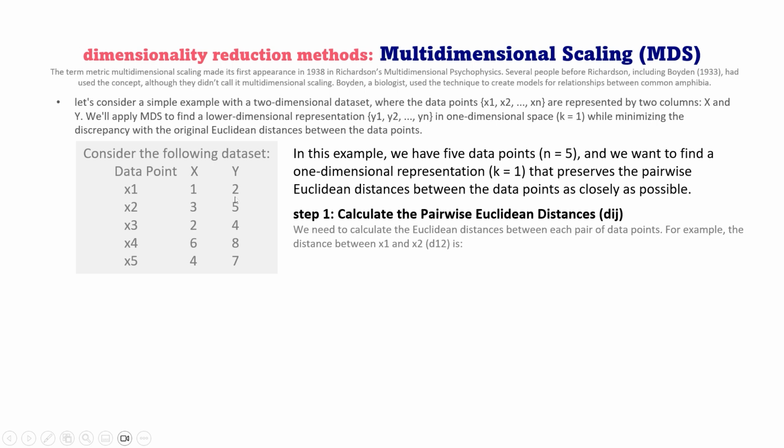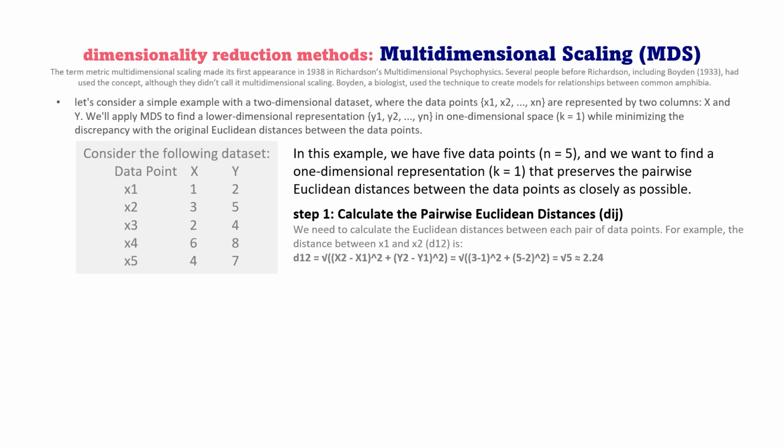D sub 1 2 is nothing but the square root of (y2 minus y1) whole square plus (x2 minus x1) whole square. The same formula we'll use because it's a Euclidean distance. What I got was 2.24. So d sub 1 2 is 2.24.